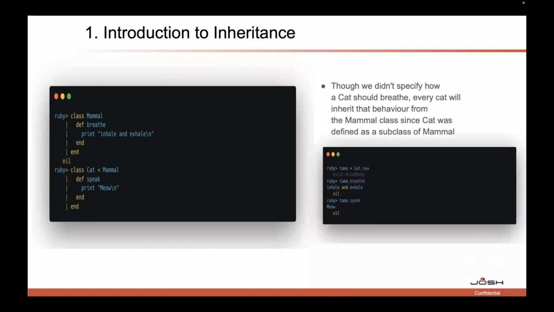Now if you create an object of cat, like Tama equal to Cat.new, this is how you create an object in Ruby. If you call Tama.breathe, you will see this method is accessible from an object of the cat class. It has printed inhale and exhale. Similarly, if I do Tama.speak, this is also accessible, and your output is meow. This is how the parent class method gets inherited in the subclass.